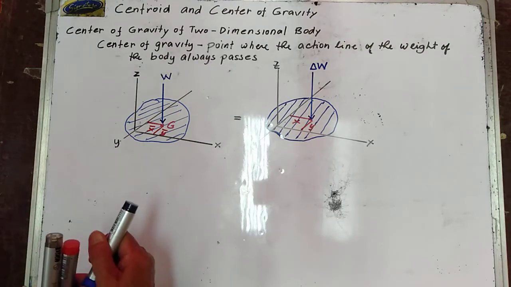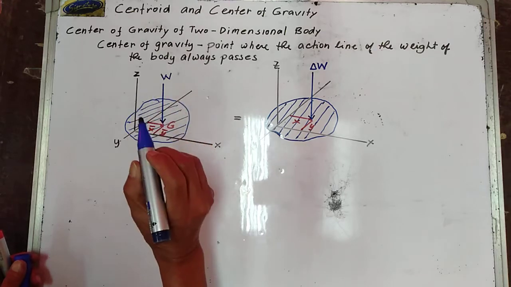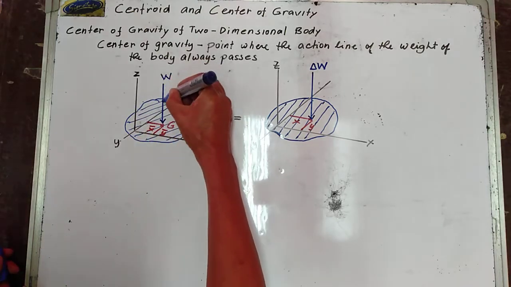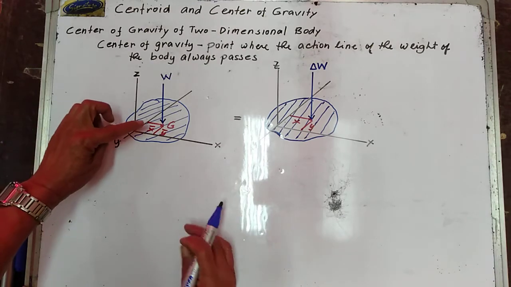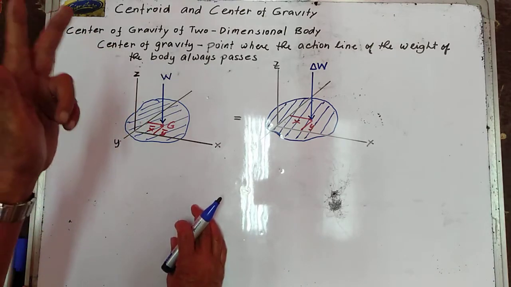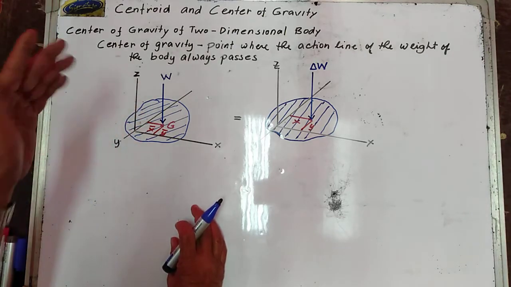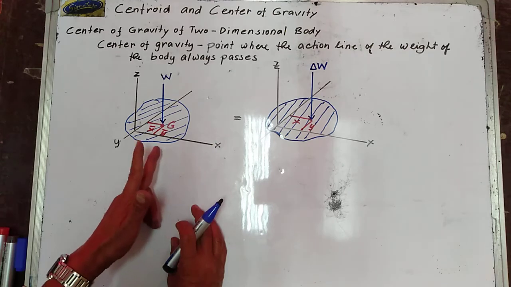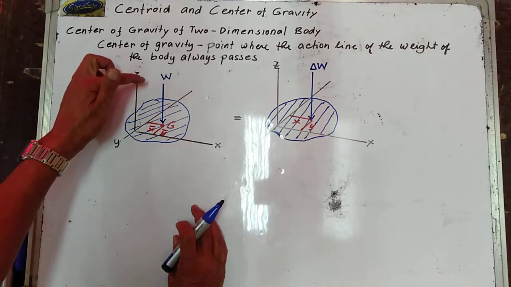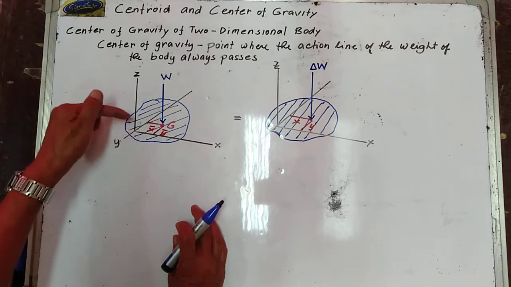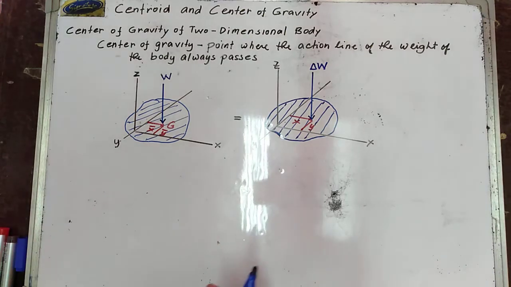So let us now consider that this is your body. The total weight of the body is equal to W. Let us try to determine the location of the total weight of the body from the y-axis and from the x-axis. The location of the total weight of the body is bar x from the y-axis and bar y from the x-axis.